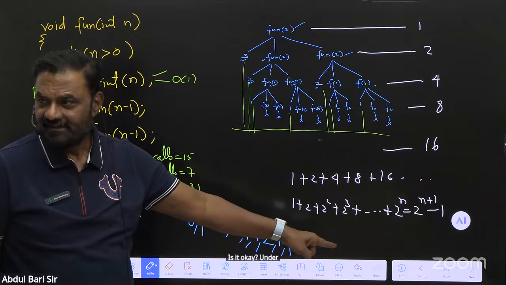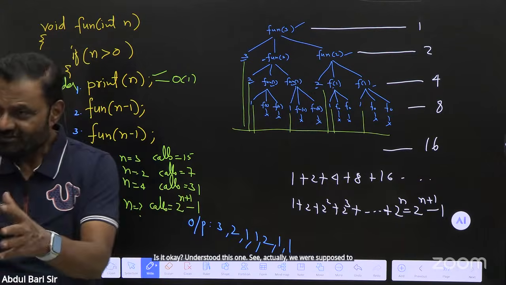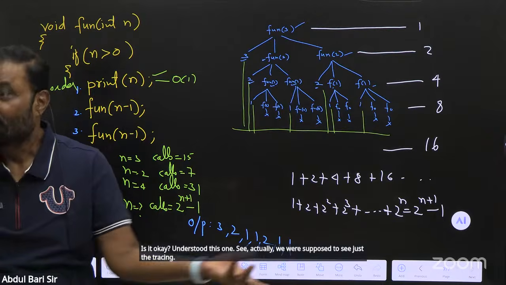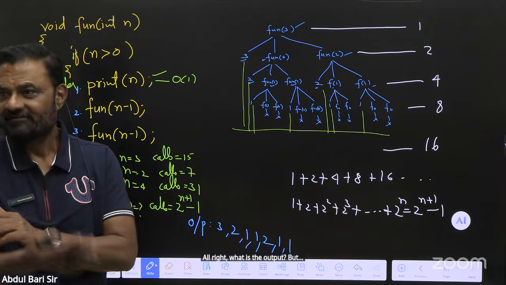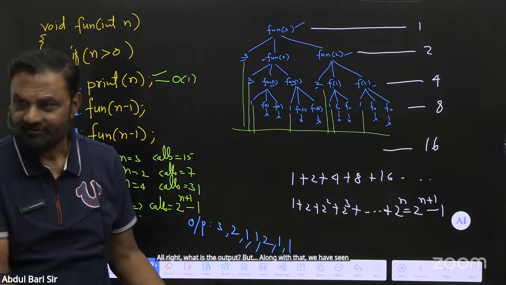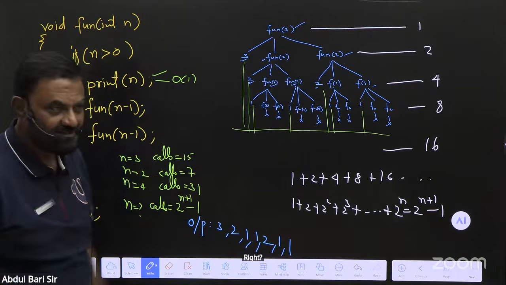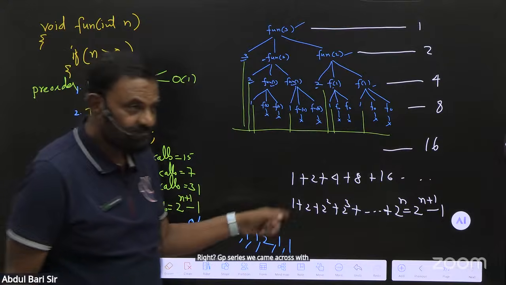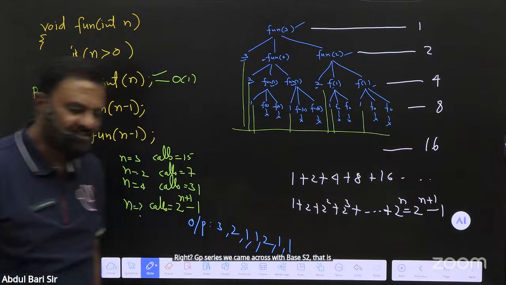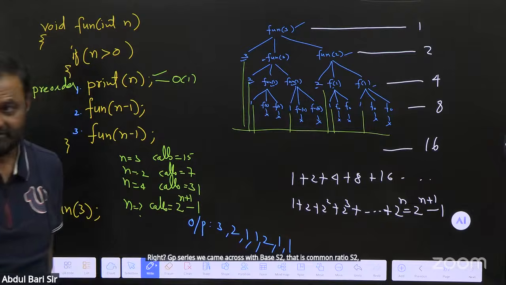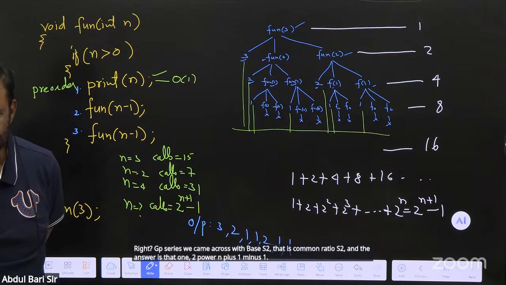Understood this one? See, actually, we were supposed to see just the tracing. All right, what is the output? But along with that, we have counted the calls also. So we came across this progression series, right? GP series with base as 2, that is common ratio as 2. And the answer is that one, 2 power n plus 1 minus 1.